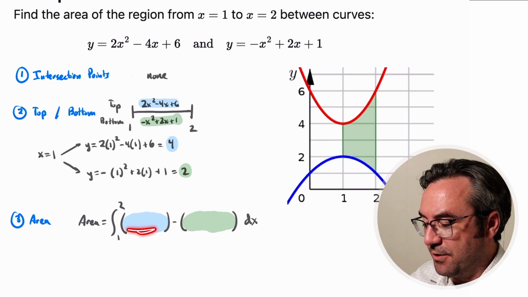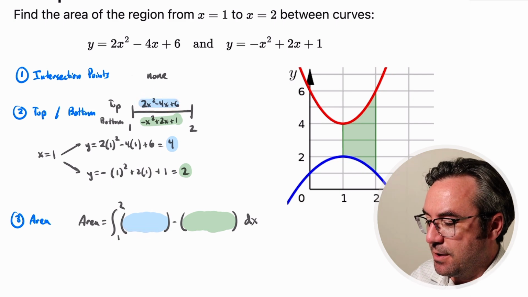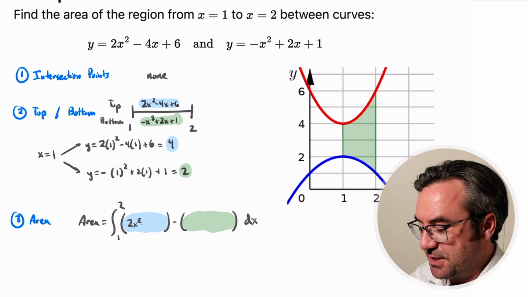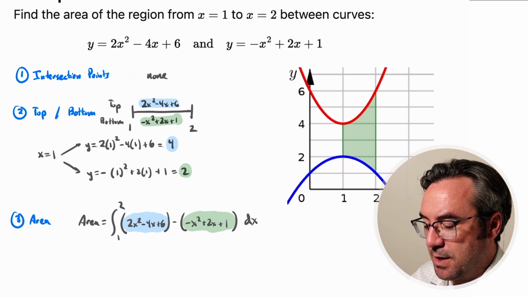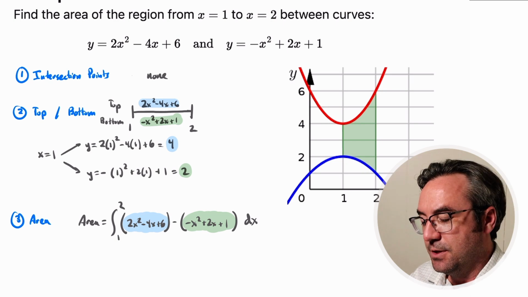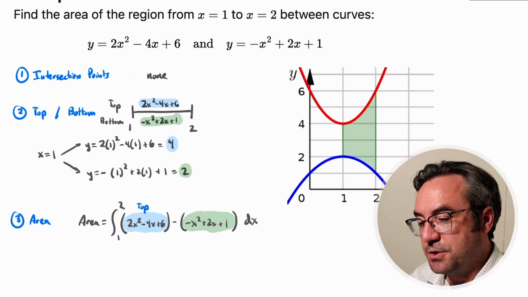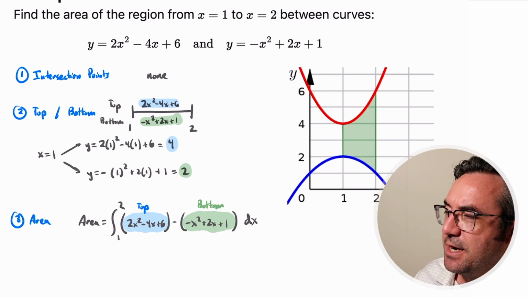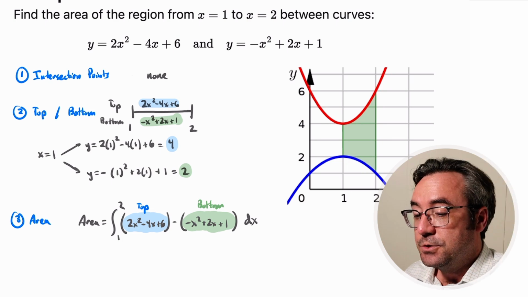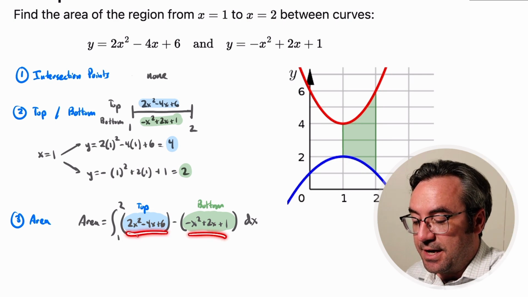All right, so our top function we found was this 2x squared minus 4x plus 6. And then our second function was negative x squared plus 2x plus 1. So that was the bottom function. So again, the top function goes first, the bottom function comes second, and we've got our minus sign in the middle. So we've got our integral all nice and set up.